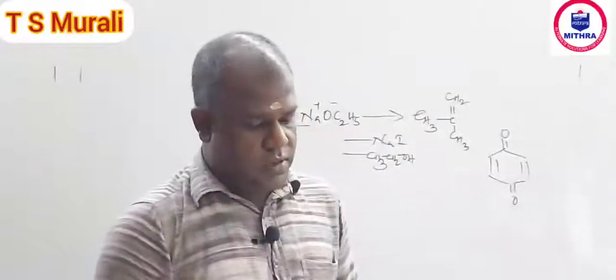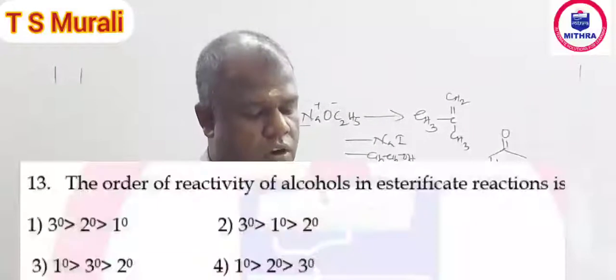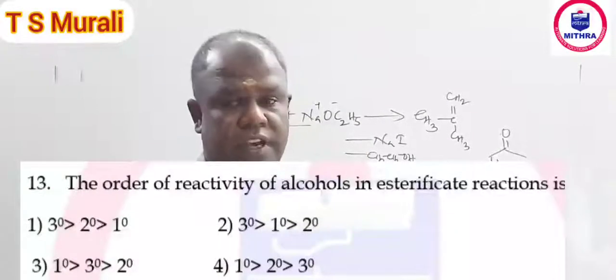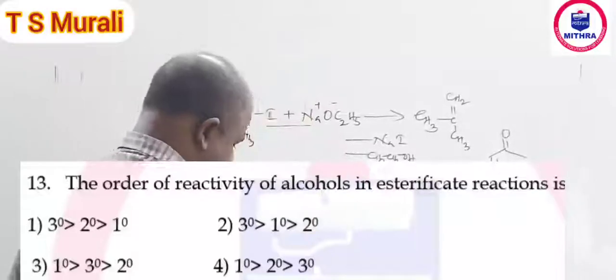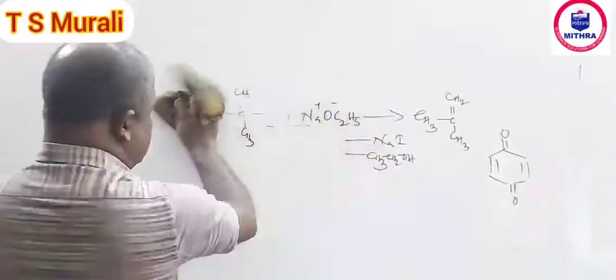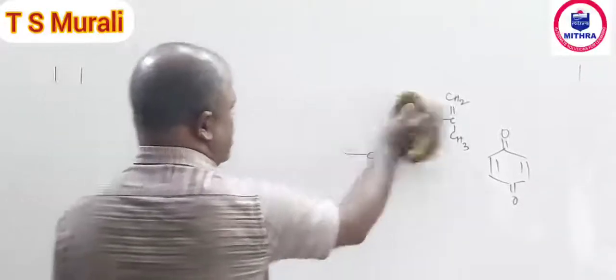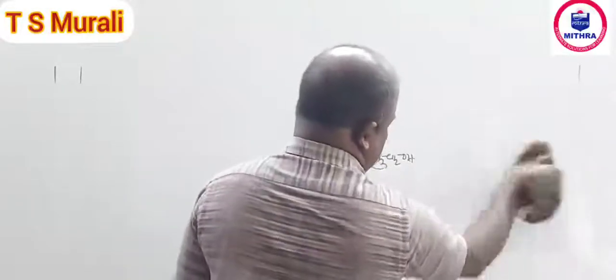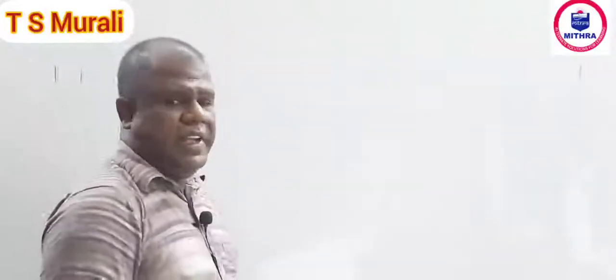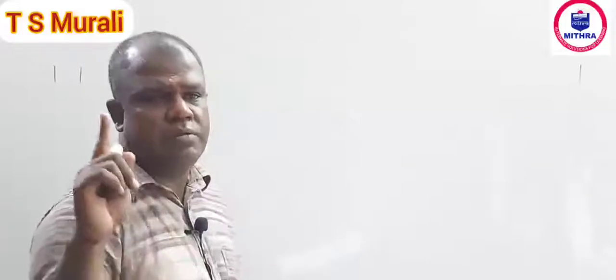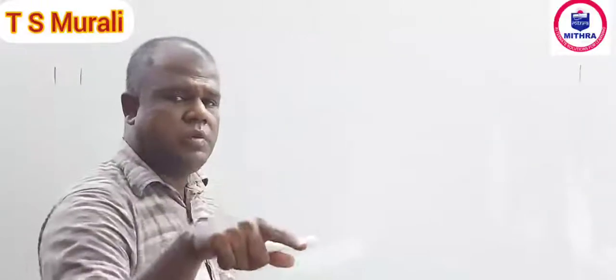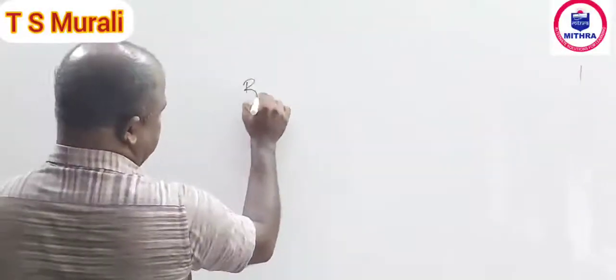Then question number 13. Order of the reactivity of alcohol in esterification reaction. Let us analyze esterification. I told you yesterday alcohols undergo two types of reaction: reaction in which H is detached and reaction in which OH is totally detached. If H alone is removed, that follows the order primary more than secondary more than tertiary. If OH is totally detached, just like dehydration, tertiary more than secondary more than primary. So let us analyze what happened in esterification.